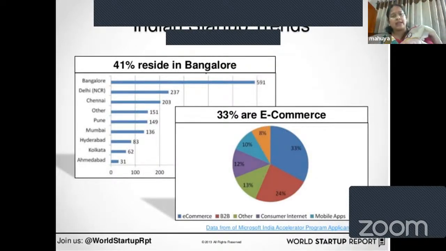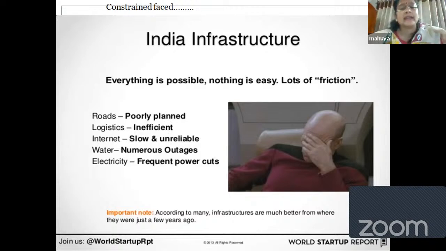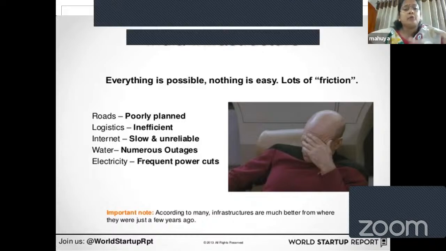If we look at the Indian startup trend, we found that most startups reside in Bangalore. That means 41% reside in Bangalore, not in West Bengal. We are far, far behind. Why? We are not cultivating intellectual property. We are in the problem area. We are facing poorly planned roads, logistics, and all of that is with us.